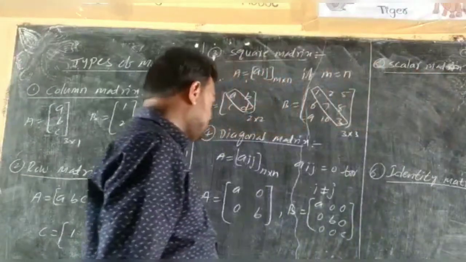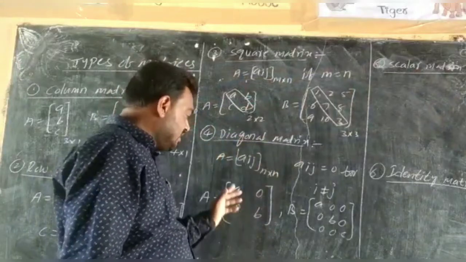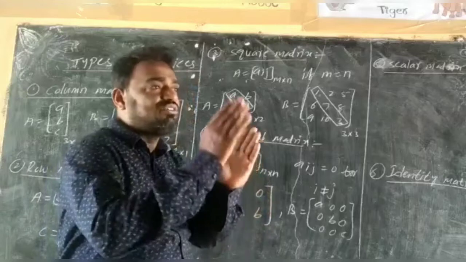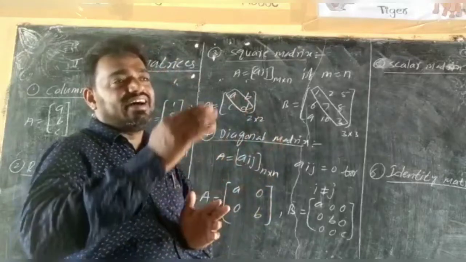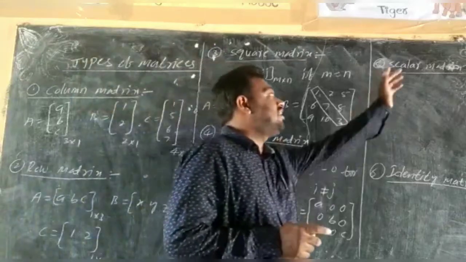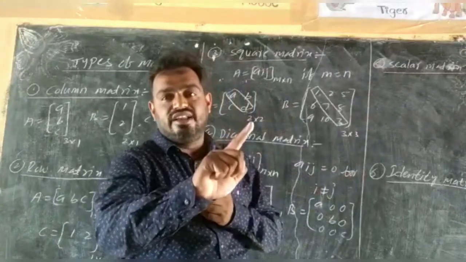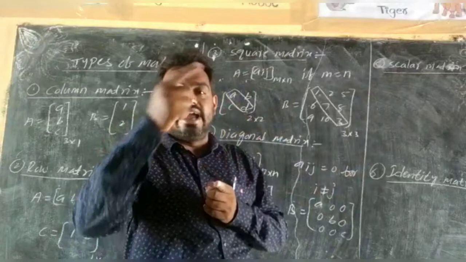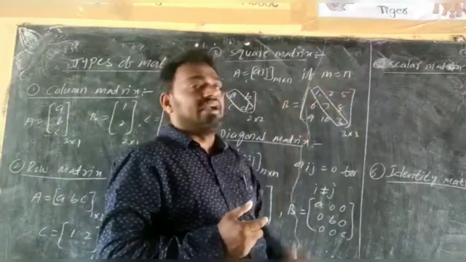Scalar matrix is nothing but a diagonal matrix in which the diagonal elements are equal to each other and the non-diagonal elements are equal to 0. In a square matrix, if the non-diagonal elements are equal to 0 and the diagonal elements are equal to each other, then it is called a scalar matrix.